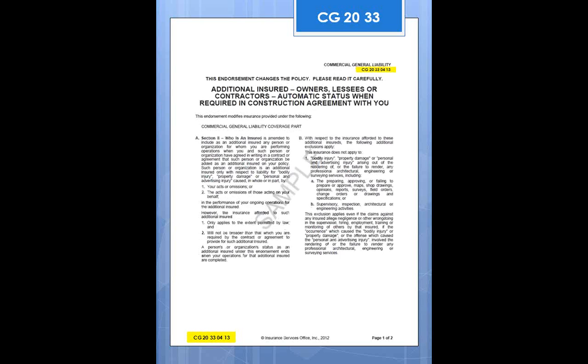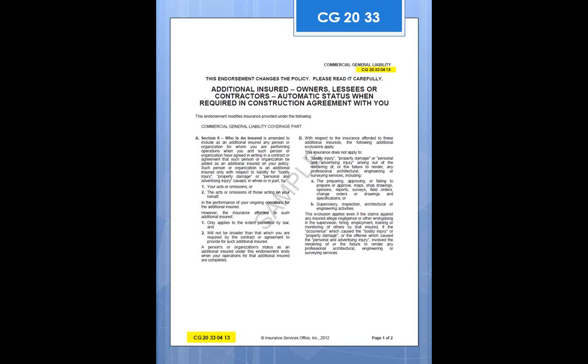This is the infamous 2033, and this is where the rubber meets the road. This is what most insurance companies want to use and are using now. This simply says in letter A, section 2, who is an insured is amended to include as an additional insured any person or organization for whom you are performing operations when you and such person or organization have agreed in writing in a contract or agreement that such person or organization be added as an additional insured on your policy. So it's whatever's agreed to in the contract.